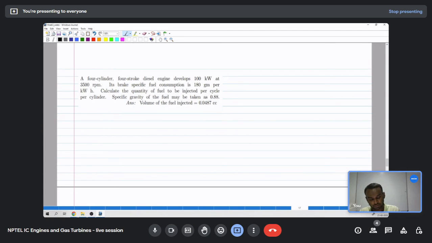Now I will move on to the next problem. In this problem, a 4-cylinder 4-stroke diesel engine is given, which develops 100 kilowatt at 3500 rpm. The brake specific fuel consumption is 180 grams per kilowatt hour. Calculate the quantity of fuel to be injected per cycle per cylinder. The specific gravity of the fuel may be taken as 0.88. Now it's a 4-cylinder engine.